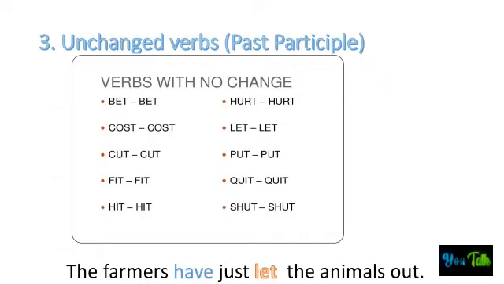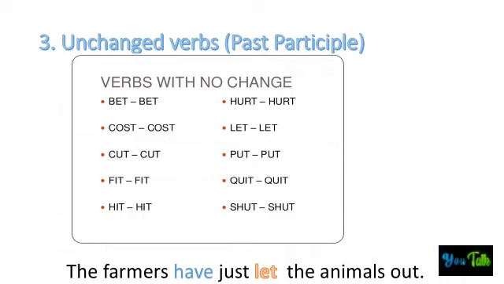Number 3, unchanged verbs. In the past participle, these verbs do not change. They remain the same. For example, the verbs are given here. Bet, in the past participle, bet. Just the same with no change. Cost, cost. Cut, cut. Fit, fit. Hit, hit. Hurt, hurt. Let, let. Put, put. Quit, quit. Shut, shut.